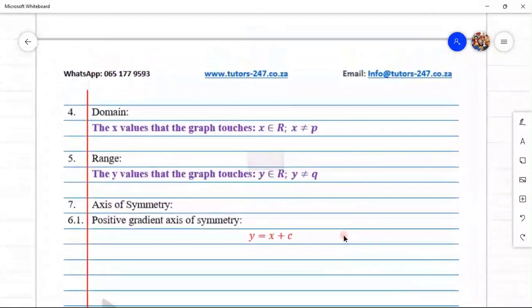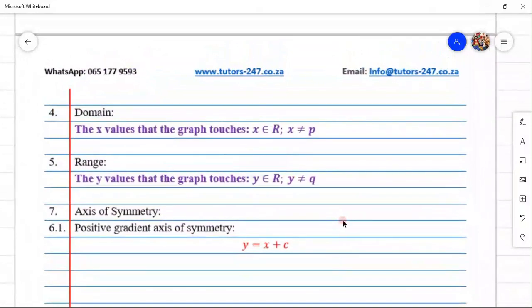Let's do 4 and 5 at the same time. So with 4, we're dealing with domain. With 5, we're dealing with range. Now, domain is all the x values that the graph touches, whereas range is all the y values that the graph touches. So when we're dealing with hyperbolic functions, I feel like those are the easiest ranges and domains to obtain. So it's a set formula.